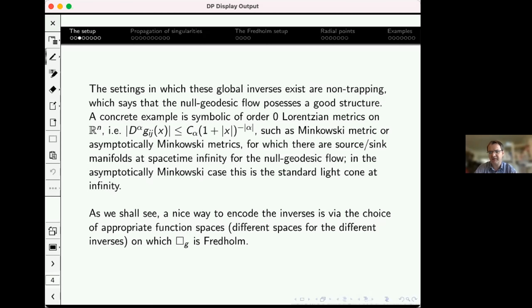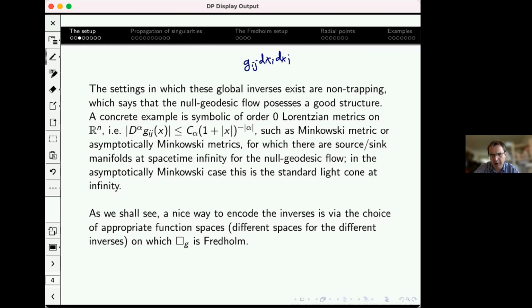So the coefficients, right? This is going to be a metric on Rn, and you write it as G_ij dx^i dx^j. The coefficients, these G_ij's, the metric components, are symbols of order 0. So if you differentiate them, you get extra decay. This is the typical sort of asymptotically flat situation, also in the Riemannian setting.